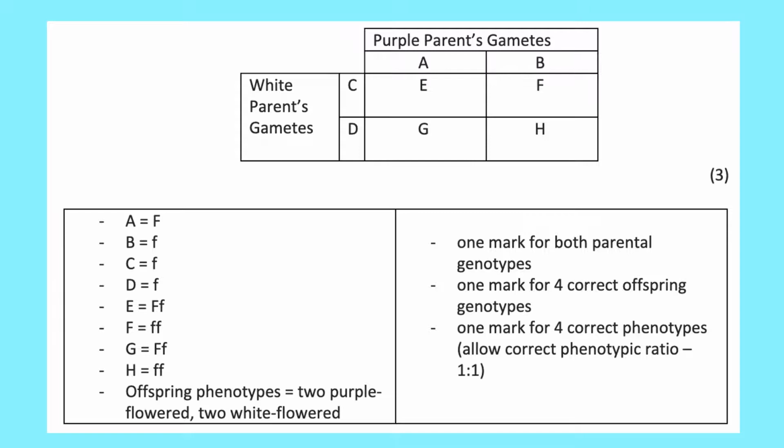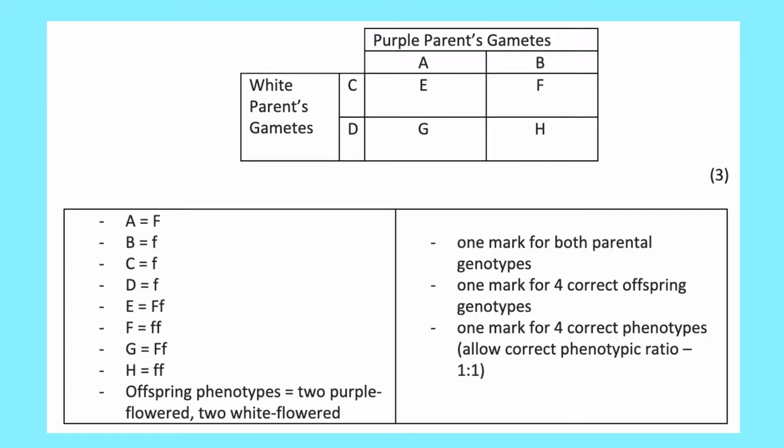So that's A and B. They can be either way around though. Meanwhile, the white parent is homozygous. It tells you that in the question. So that means it must have 2 alleles the same. We know that little f is the allele for white flowers. Therefore, the white plant must have 2 little f's. So C is little f and D is little f.